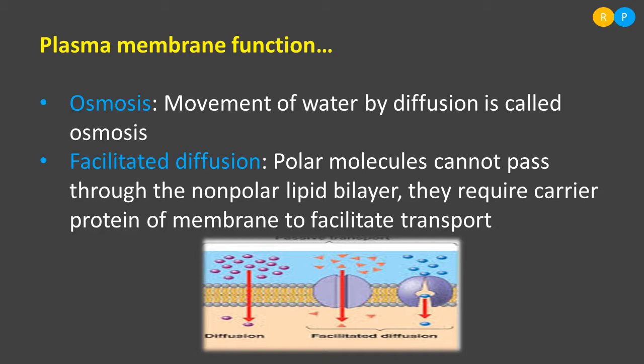These are the two types of passive transport seen in living organisms: osmosis and facilitated diffusion. Osmosis helps in the movement of water, and facilitated diffusion is the movement of polar molecules across the protein channel.